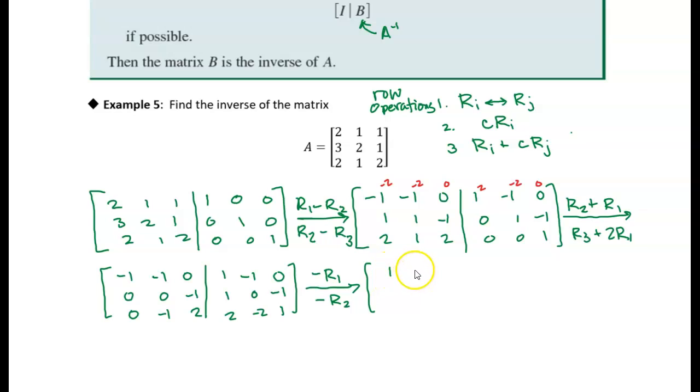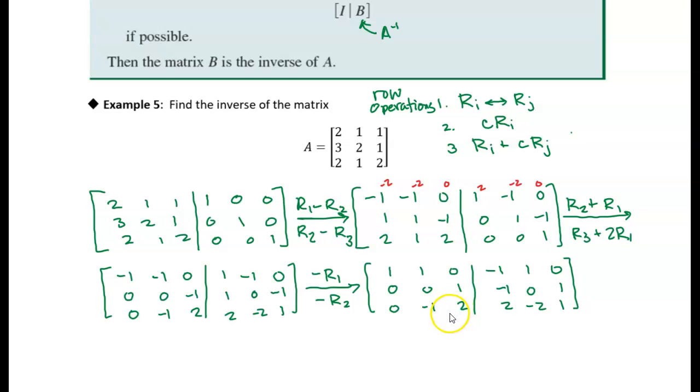So this becomes 1, 1, 0, -1, 1, 0. Just changing the sign of everything across the first row. And then I'm going to change the sign of row 2 as well. So this is 0, 0, 1, -1, 0, 1. And then I'm leaving the third row alone. 2, -2, 1.